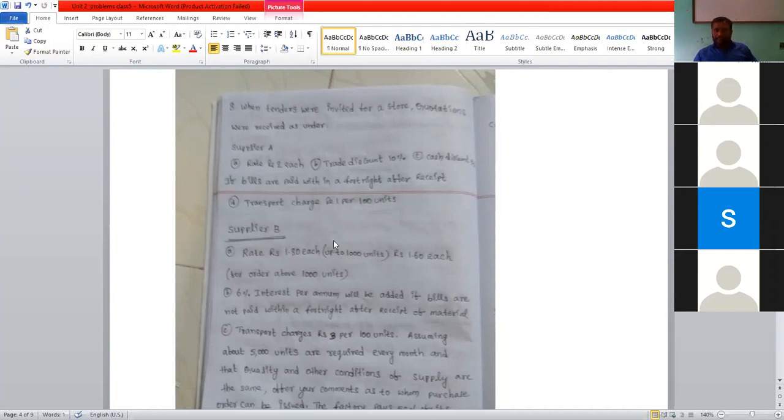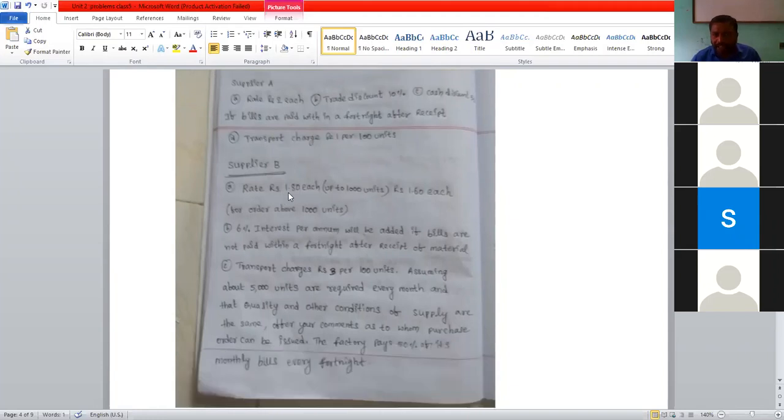And supplier B, he would like to issue the material at 1.80 each if you purchase up to 1000 units. If you purchase up to 1000 units, he is giving the material rate as 1.80. If you are purchasing above 1000 units, he is giving the material price as 1.60. If you purchase below 1000, he is giving 1.80. If you purchase above 1000 units, he is giving a purchase price here 1 rupee 60 paise.